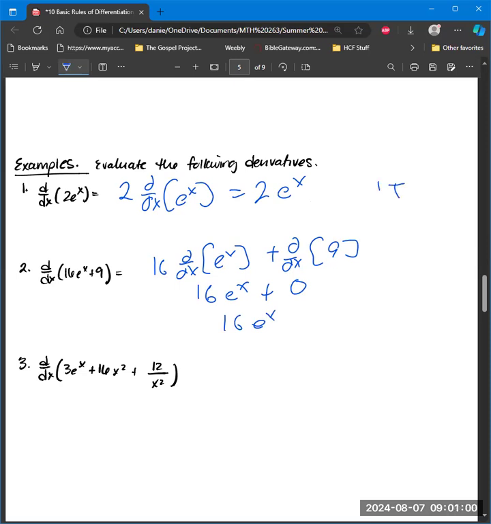So the exponential function is the fastest growing function we know about right now.